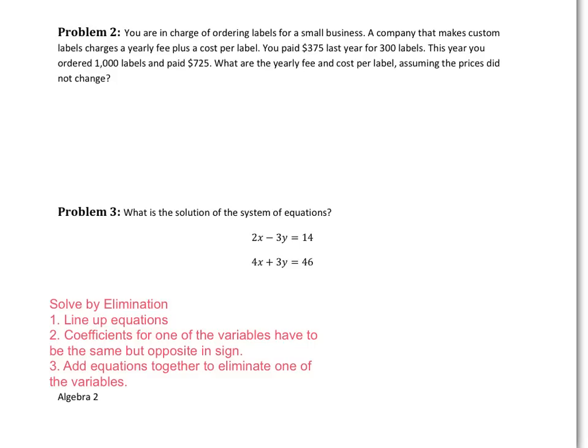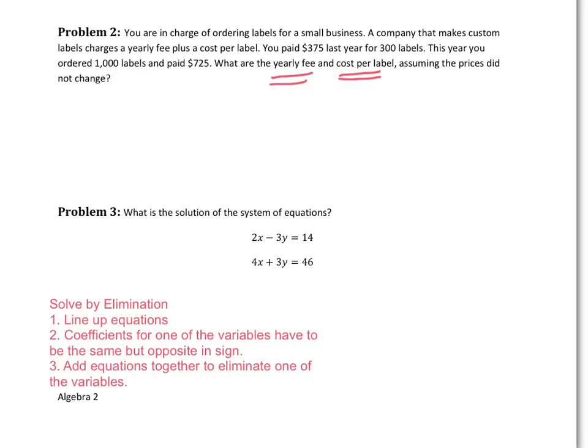Number 2, you are in charge of ordering labels for a small business. A company that makes custom labels charges a yearly fee plus a cost per label. You paid $375 last year for 300 labels. This year you ordered 1,000 labels and paid $725. What are the yearly fee and cost per label, assuming the prices did not change?